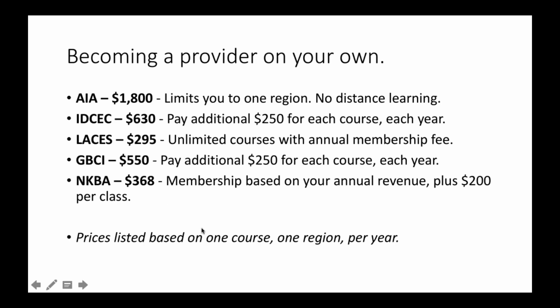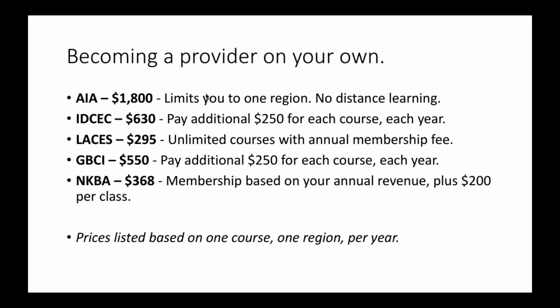Next section here, we're just going to talk about the money. What are the potential costs that are involved? If you were going to become a provider on your own, which is not through the MIA+BSI provider network, this is solely on your own, these are the different costs that you can expect. And these prices listed are based on getting 1 course approved in 1 region for each year. If you were to become a provider for AIA, you can only do this within 1 region, and you cannot provide distance learning. That's $1,800.